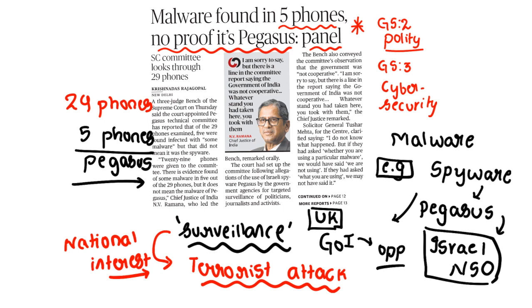And the report is also telling that the government is not cooperative with this committee. Clear? So the Chief Justice of India is clearly getting angry, and is saying, sorry to say, but there is a line in the committee report which says that the government of India was not cooperative. We are not going to accept that. As you are in a responsible position of holding the government, you should give full, ultimate hand to this committee so that it can do its job.